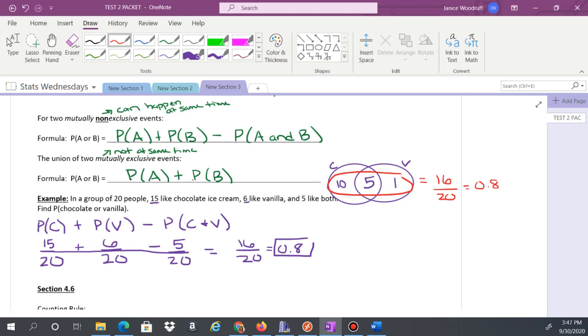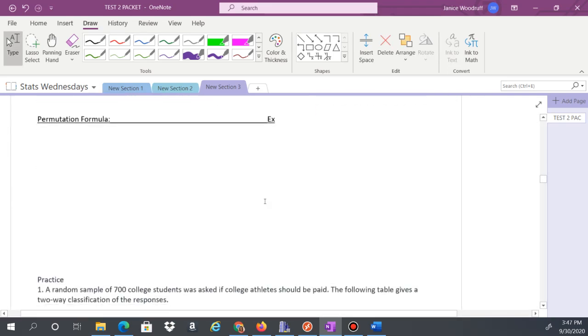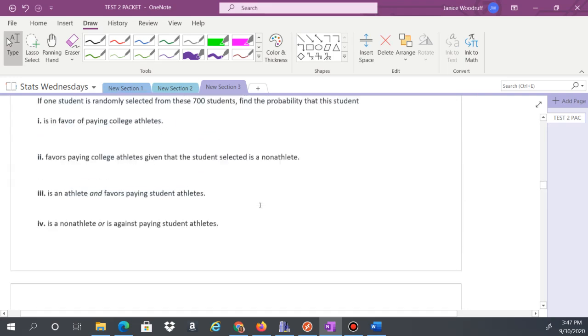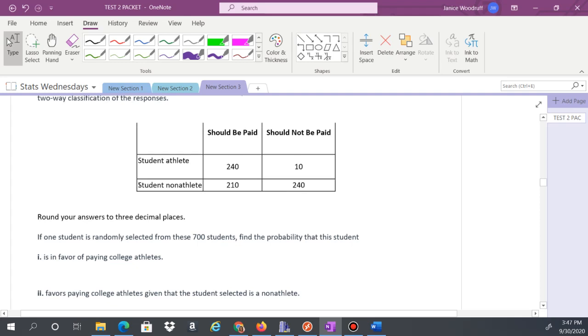Let me see here. That's not the same classwork. I think let's take a look at this first example here. Do you guys have this in the practice? Because this is a good example of all of the probabilities that we have. And we'll skip 4.6 for the moment. But we're going to do that on Thursday.